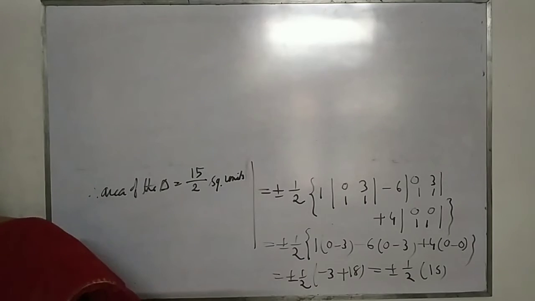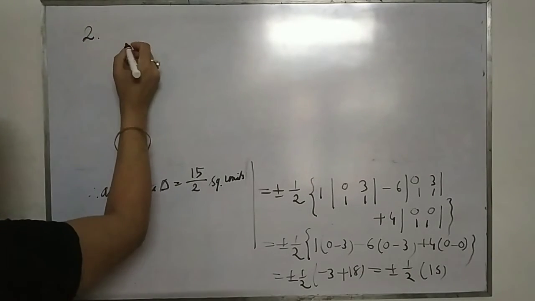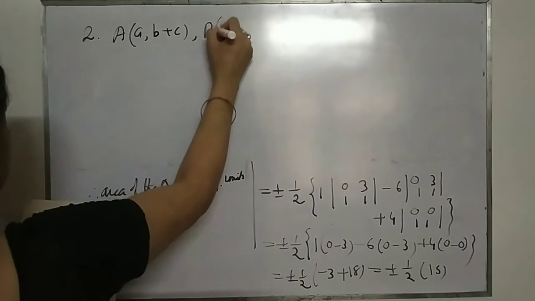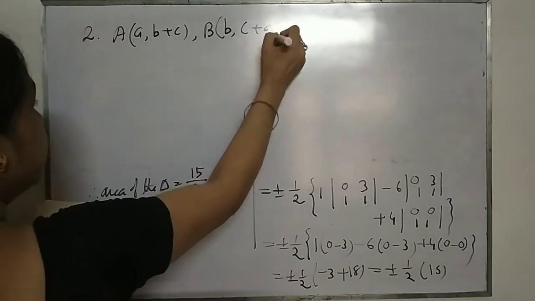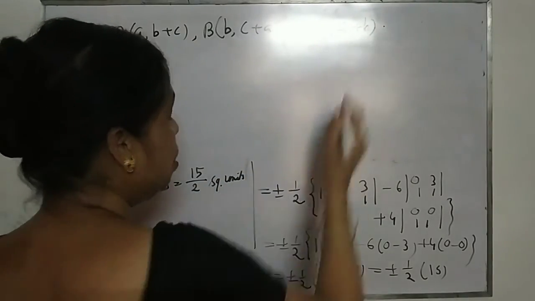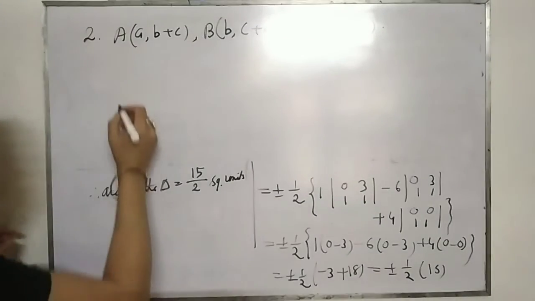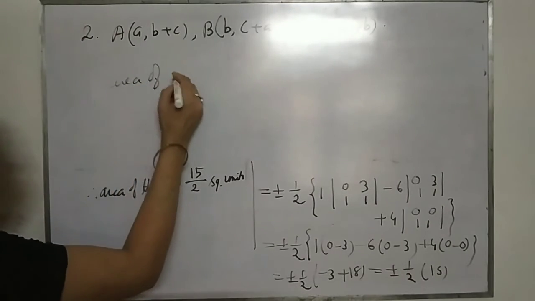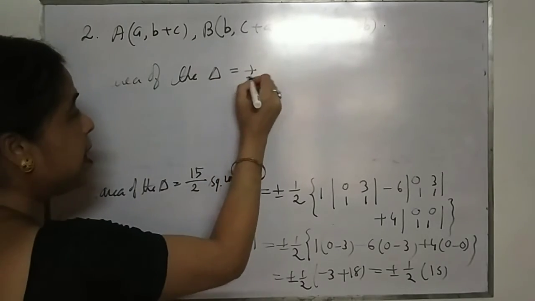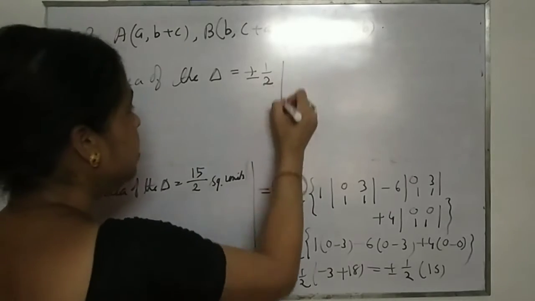Your question number 2 is: show that the points are collinear. The points are (a, b+c), (b, c+a), and (c, a+b). Your question is to show that the points are collinear. So what I am going to do: I will find out the area of the triangle. Let us start. If I get the area of the triangle as 0, then our conclusion will be that the points are collinear.